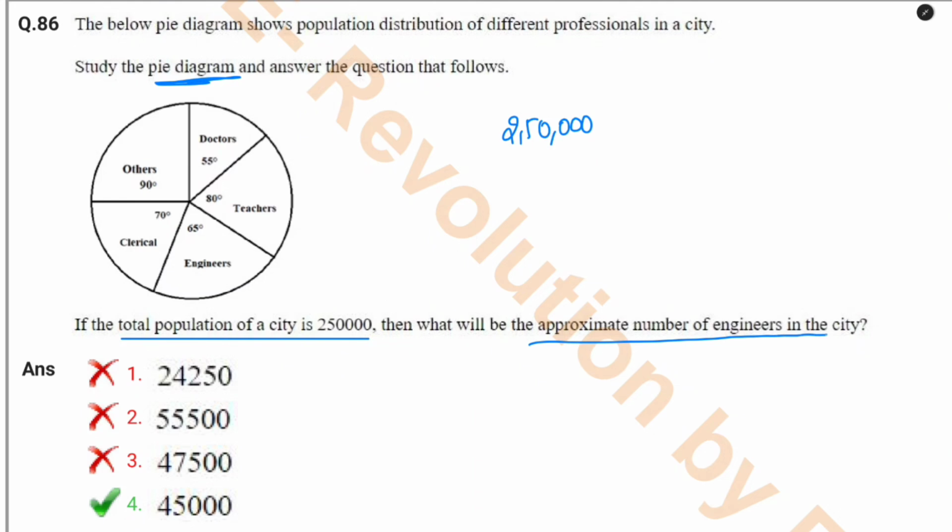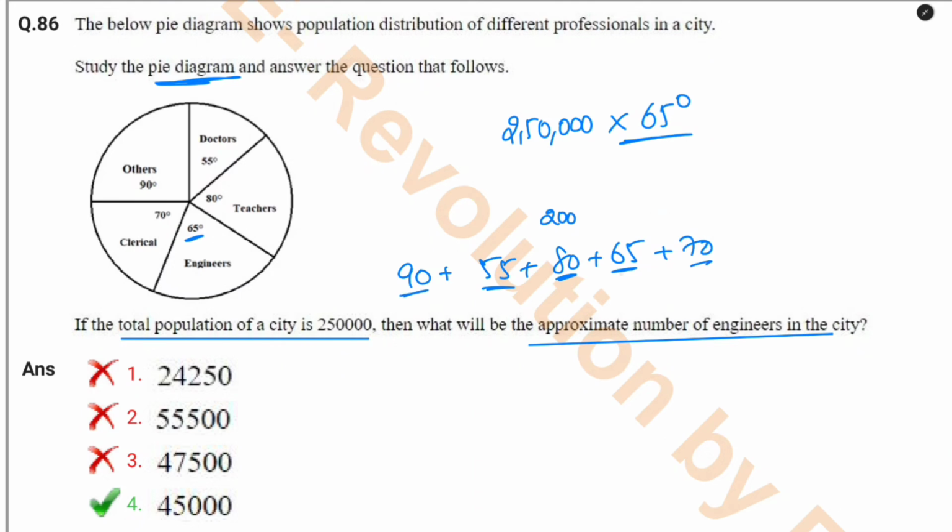We have to find the approximate number of engineers in the city. So this is 65 degrees. Out of the total, 90 plus 55 plus 80 plus 65 plus 70, so this is the total circle. 55 plus 65 will be 120. 120 plus 80 will be 200. 90 plus 70 will be 160. 160 plus 200 will be 360 degrees.